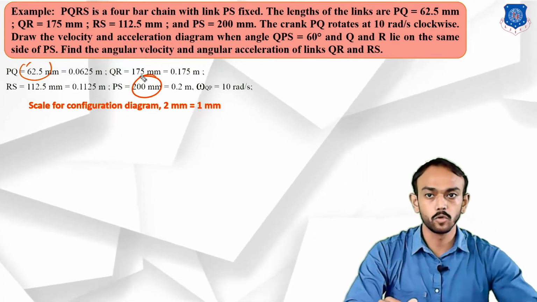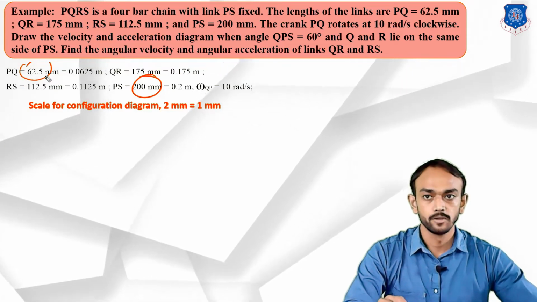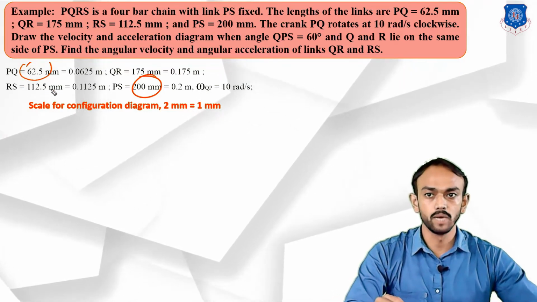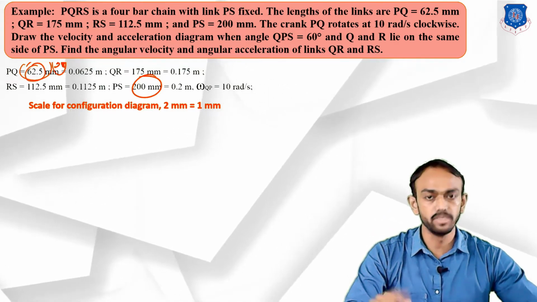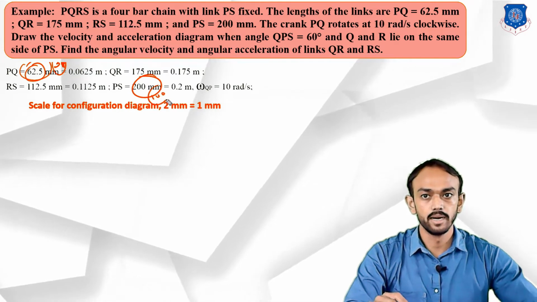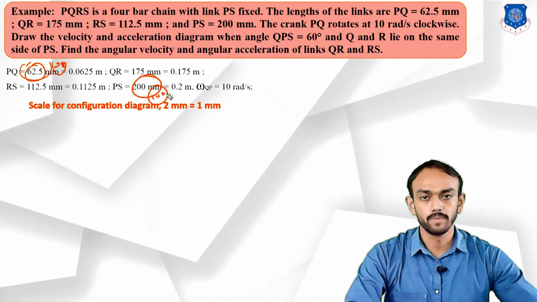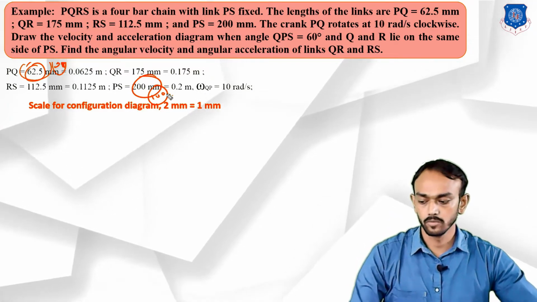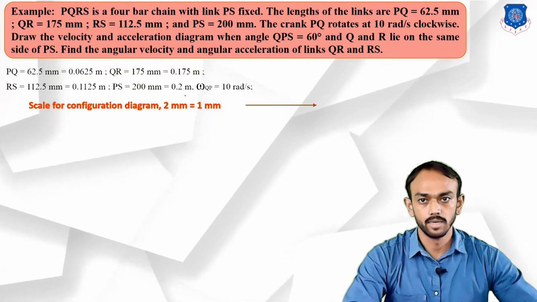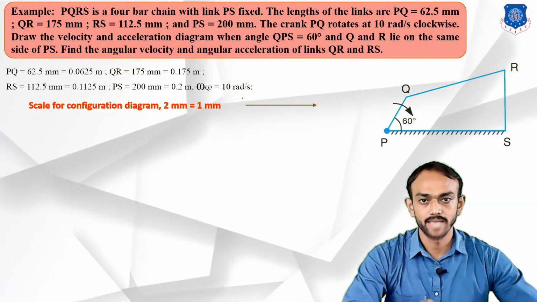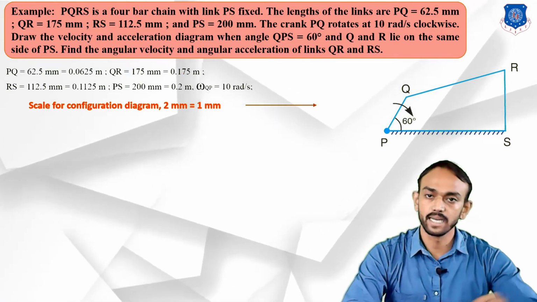Okay, right now the largest is 200 mm and the smallest is 62.5 mm. So 2 mm equal to 1 mm means this dimension you have to draw around 31 mm, 3 centimeter, and this will be 100 mm, means 10 centimeter, which is suitable to draw in our notebook. Okay, so let's start and make this whole arrangement like this because the angle is 60 degrees and PQRS. So now our space diagram is ready.